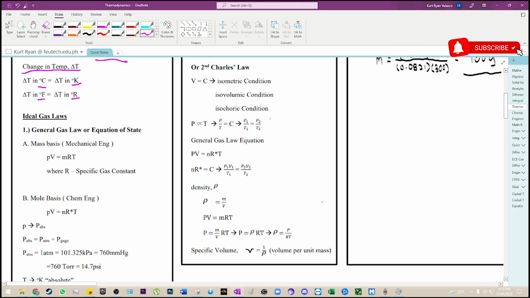So the general gas law equation, PV is equal to nRT. That is the general formula for the general gas law equation. So nR is equal to constant here. If it's constant, you'll have your P1 V1 over T1 is equal to P2 V2 over T2. The general gas law equation is also called sometimes Avogadro's law.